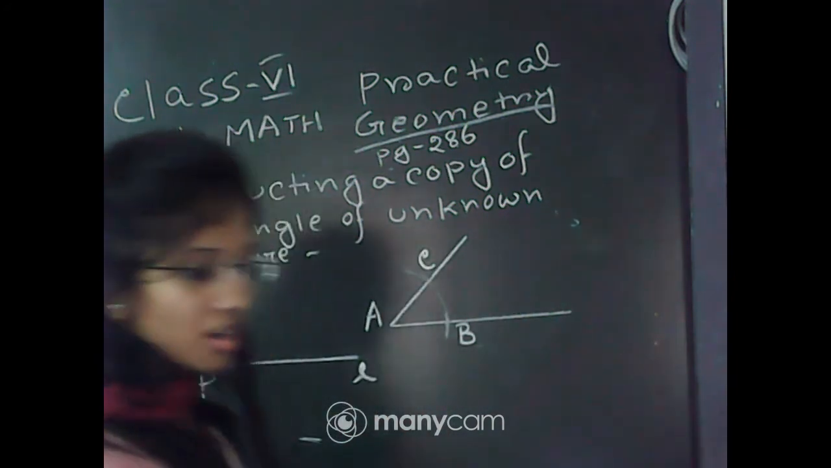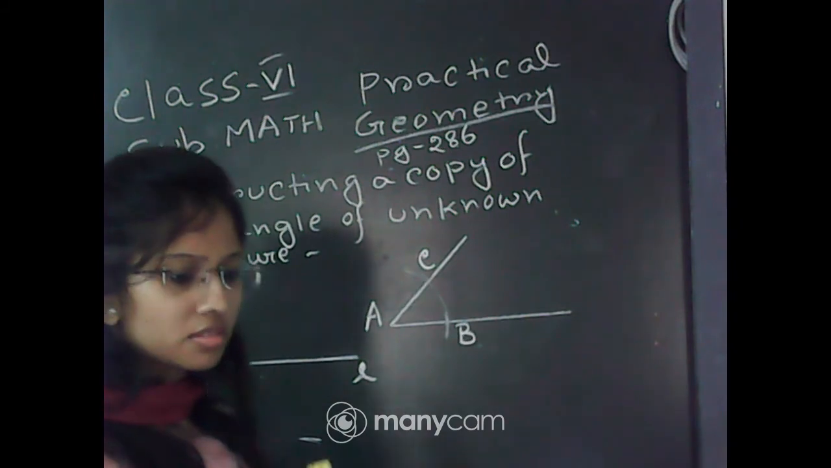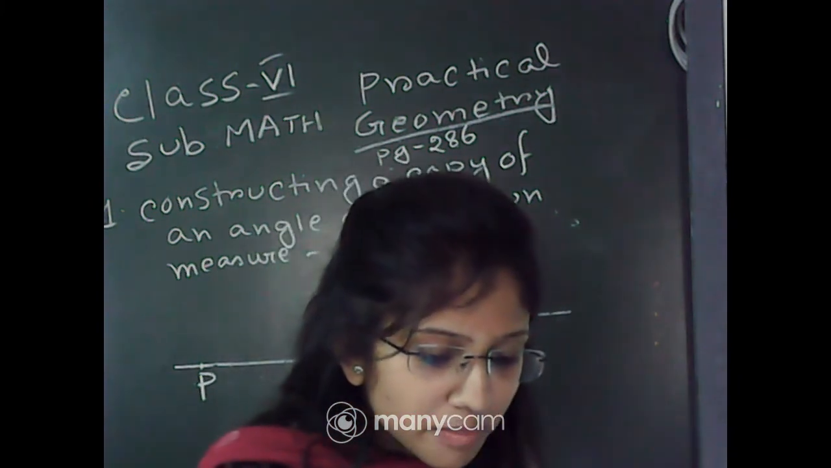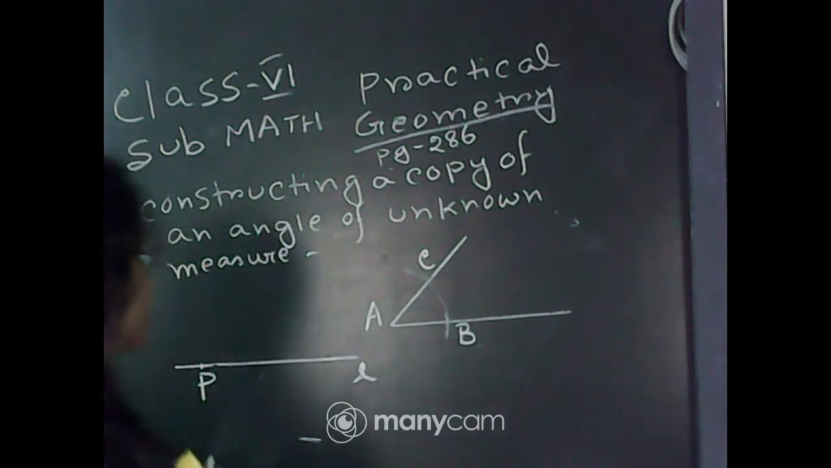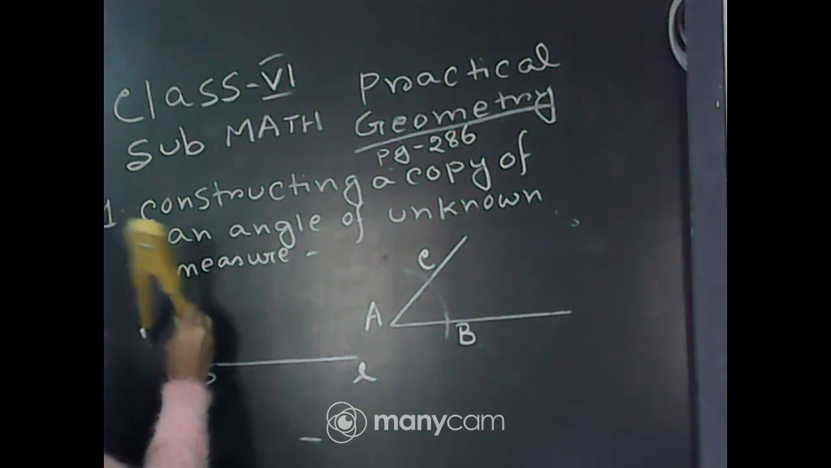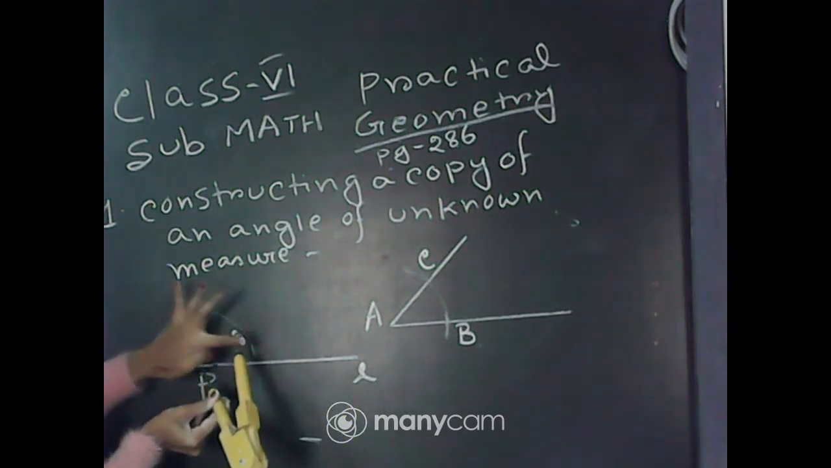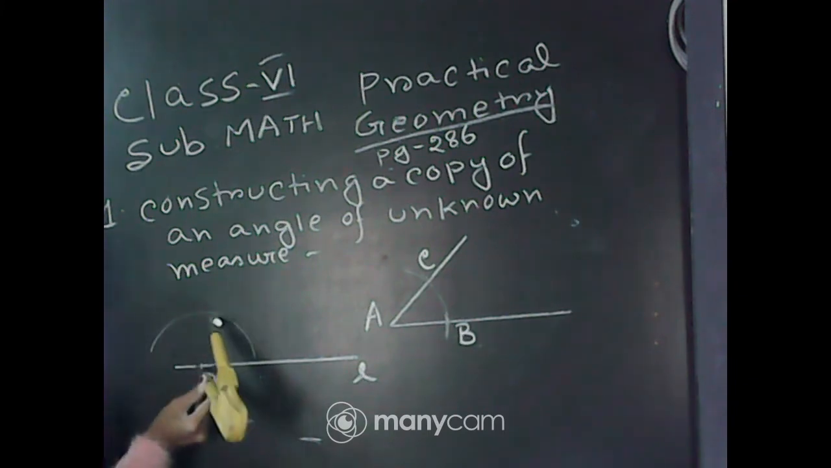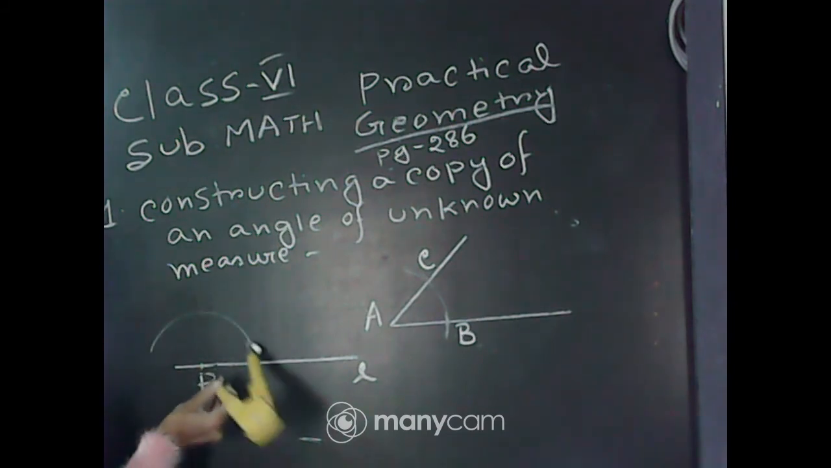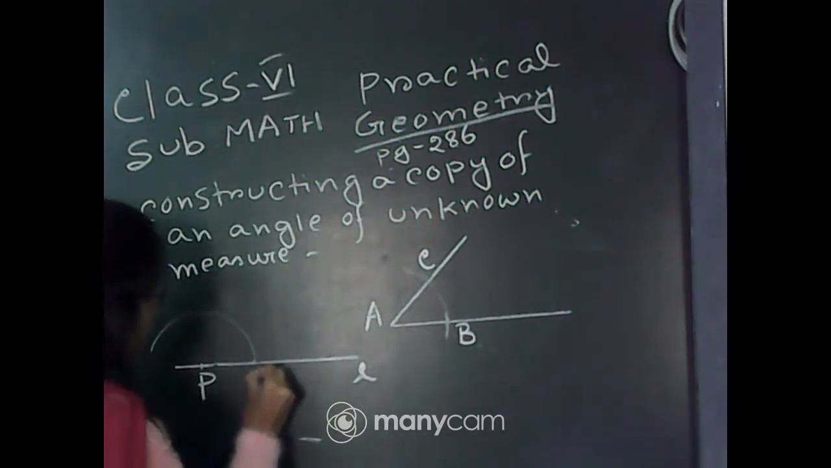Now with the same compass setting, we draw an arc with P as center. And this arc cuts the line L in Q.